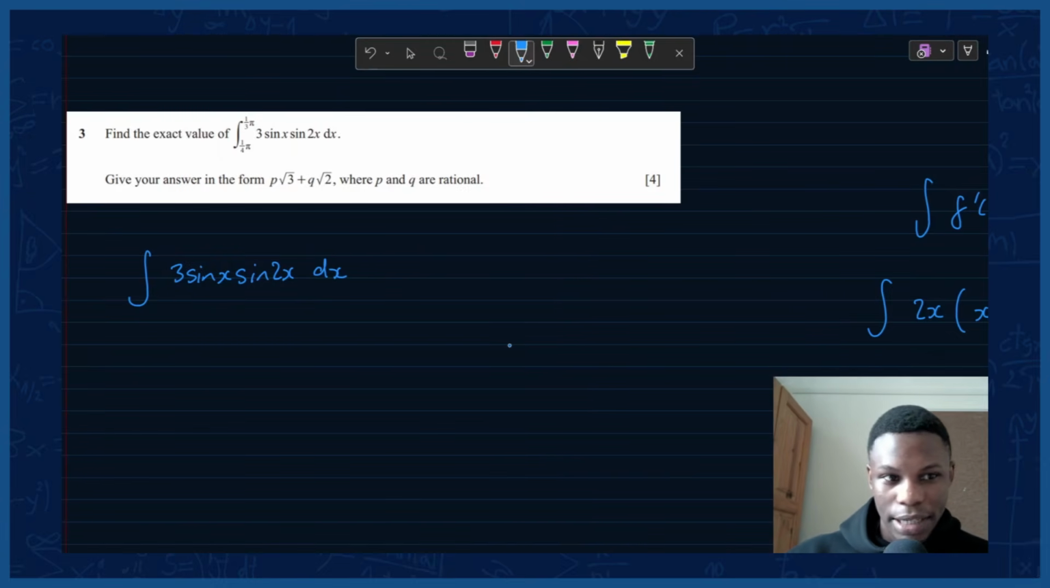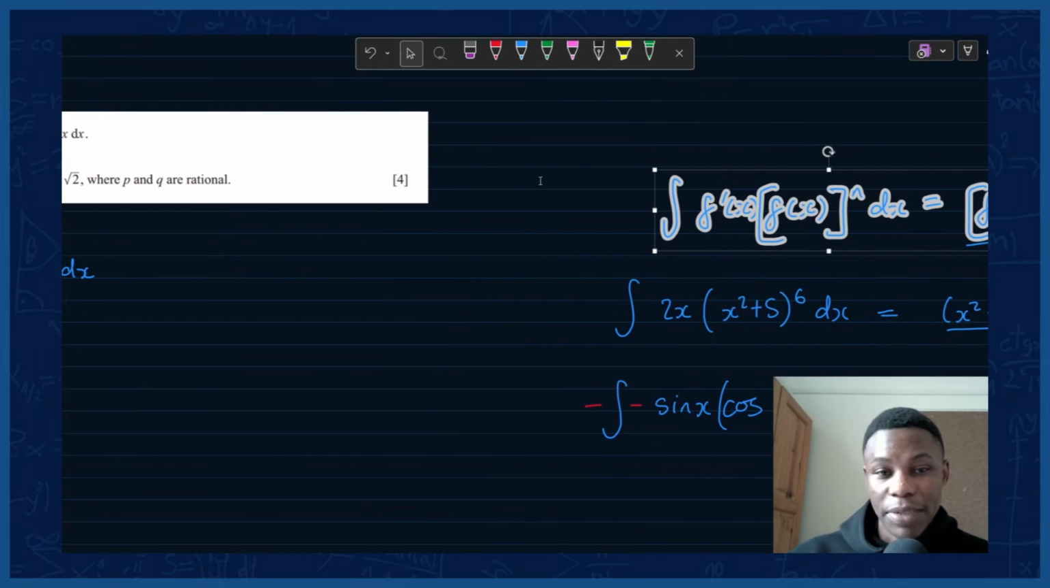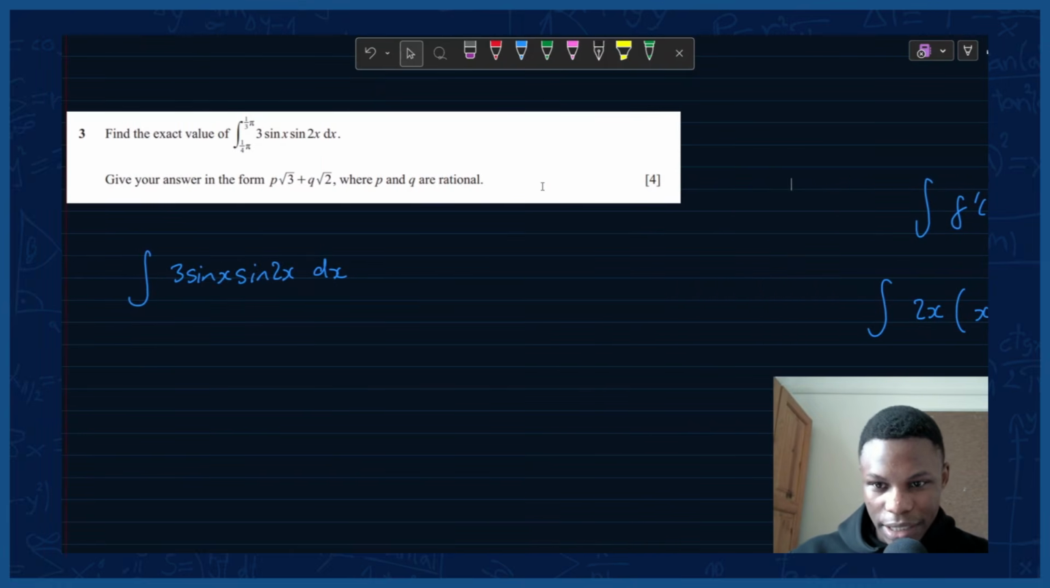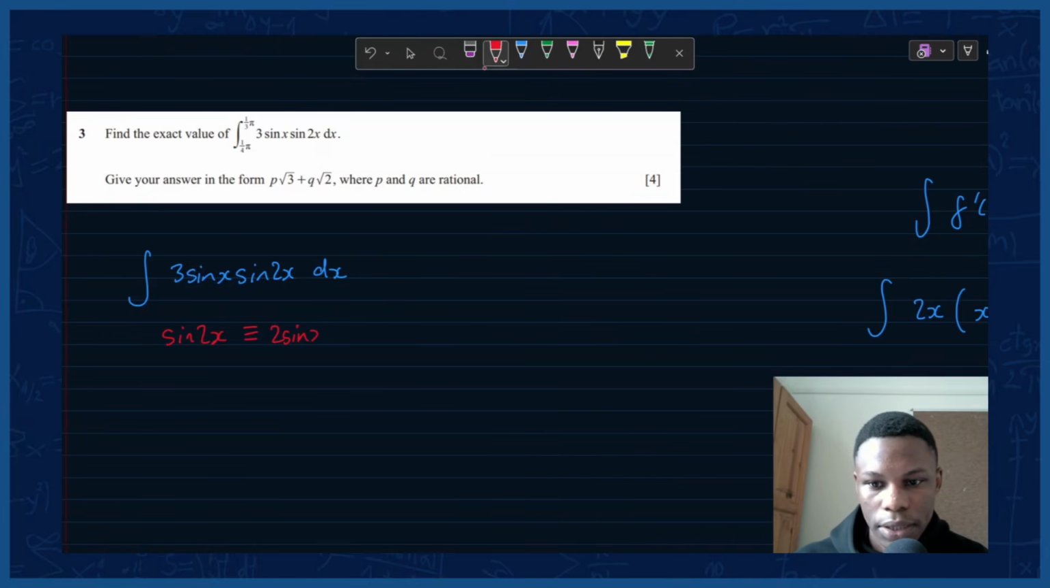So obviously now, because I've primed you, you know we're going to be trying to get to this form, the integral of f prime of x times f of x to the n. But don't rush it. Here we're not directly there yet, because if I try to differentiate sine 2x, that's not going to give me something similar to this. So what we want to do is, this is a double angle, and we know how to simplify double angles. According to the MF19, sine 2x is identical to 2 sine x cos x. So we'll use that. And so this becomes the integral of 3 sine x times 2 sine x cos x dx.